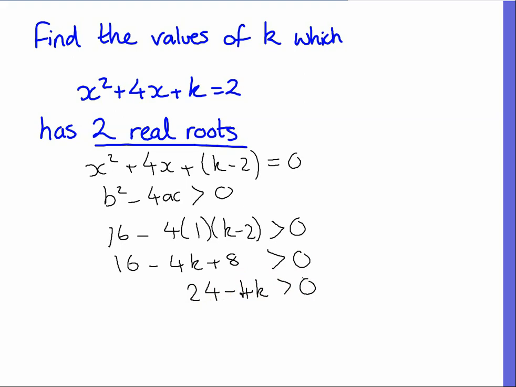A few things you could do here. You could divide everything by 4. I'm not going to bother yet. I'm just going to put 4k on this side. So that's the same as k is less than 6. So when k is less than 6, this will always have two real roots. If it's equal to 6, it won't. Or if it's more than 6, it won't.